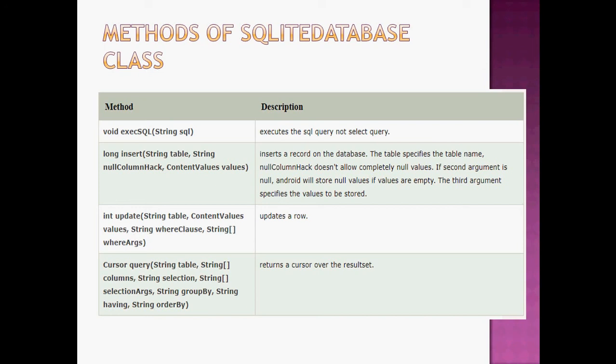For example, if I want to perform registration, how am I going to use my values? I am going to use three to four fields there, like username, password, email address, phone number. Those values we are going to pass here. Next we have the update method, which updates a row. Next we have the cursor query, which returns a cursor over the result set.